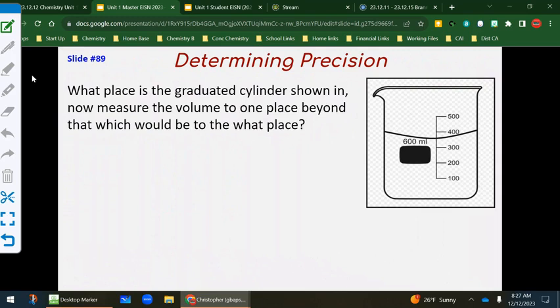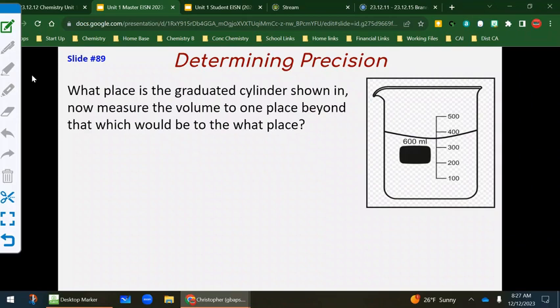But 50s doesn't help us unless we've got 10, 20, 30, 40, 50, 60, 70, 80, and 90. The 50s may help us estimate, but it doesn't add any more precision. So this is in the hundreds place, right? We read to the bottom of this. What is this called again? Anybody remember? Meniscus. Liquid has that curved shape on the bottom.